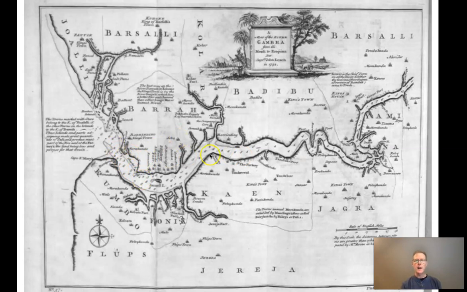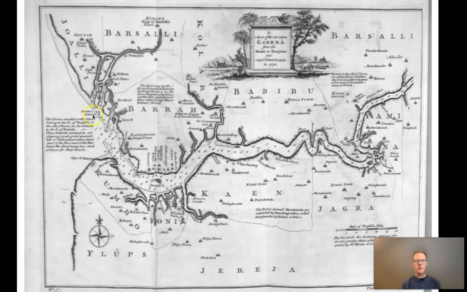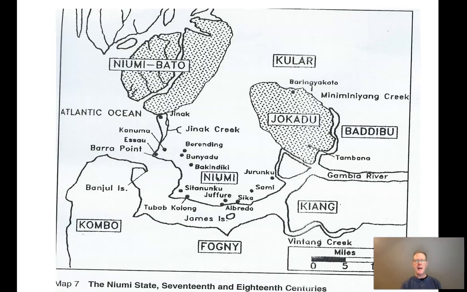Okay, this was not a major place for slave trading, but it was a convenient place for the British because sailing vessels could come down the coast and sail right up into the river here and conduct trade, which they did then for about 100, 150 years. Here's a more up-to-date map.